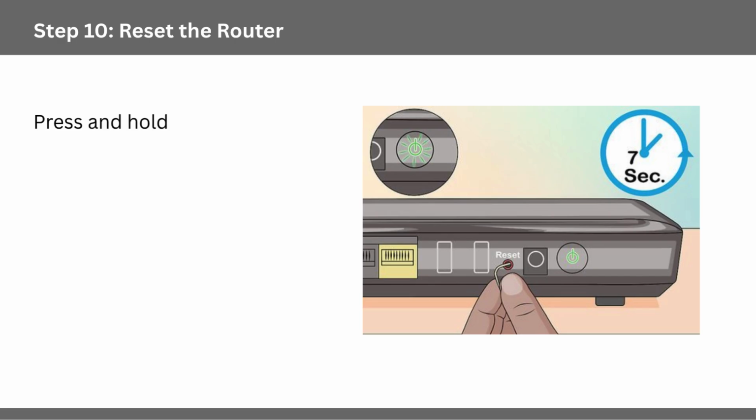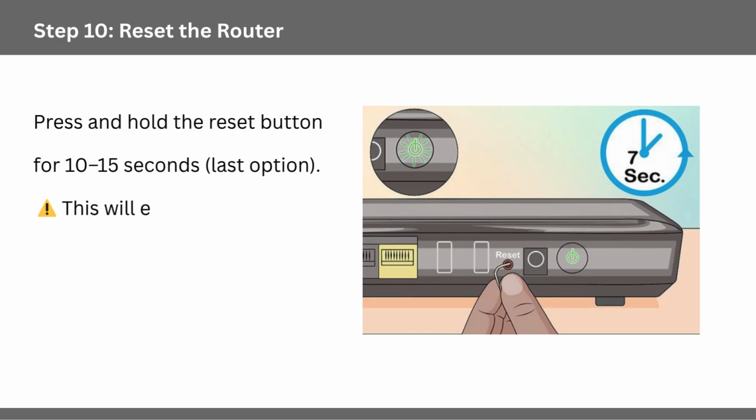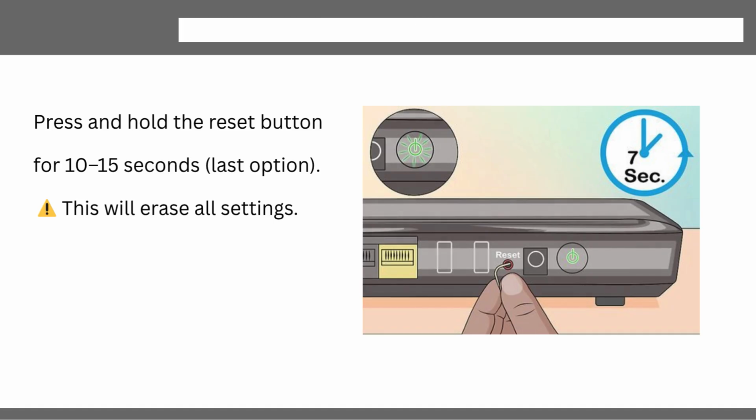Step 10. Reset the router. Press and hold the reset button for 10 to 15 seconds, last option. This will erase all settings.